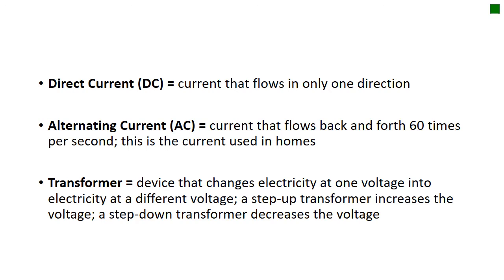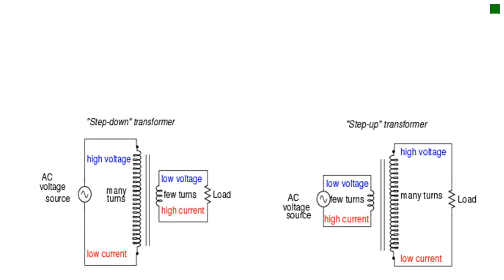So yeah, direct current, alternating current, we talked about those. Transformer is important. It's a device that's going to change electricity at one voltage into electricity at a different voltage. There are two kinds: a step-up transformer and a step-down transformer. We'll talk about step-down and step-up transformers pretty quickly here.